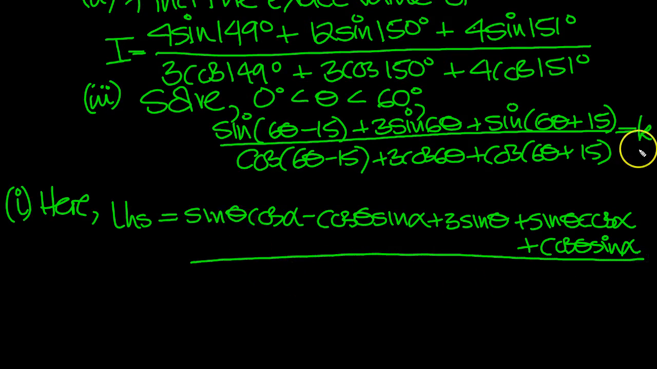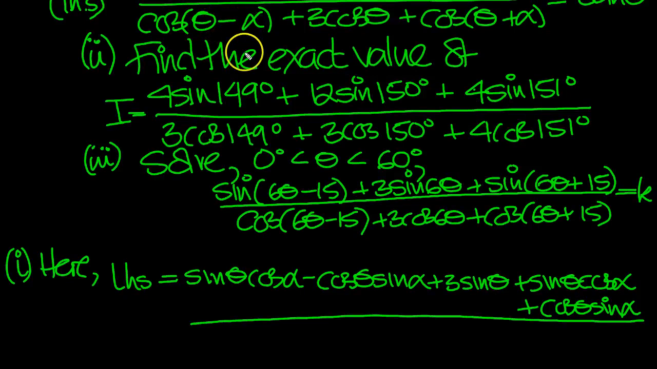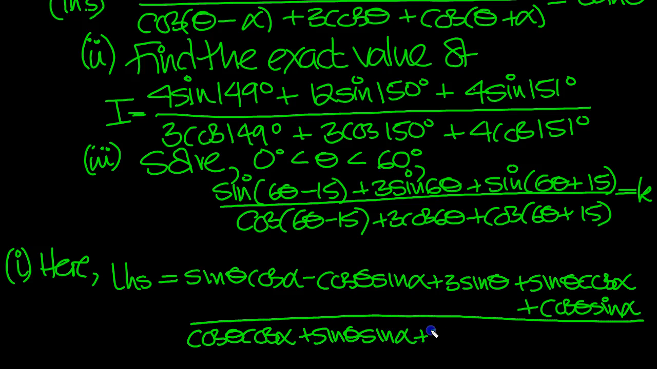The denominator is cos, isn't it? Cos plus sine when you use the compound angle formula. So it's cos theta cos alpha plus sine theta sine alpha, plus 3 cosine theta, plus, and then it's cos theta cos alpha minus sine theta sine alpha. We've just used the compound angle formula all the way through to simplify this.